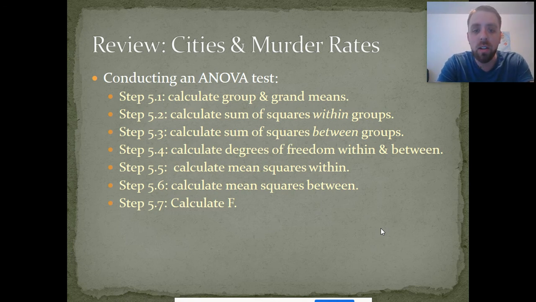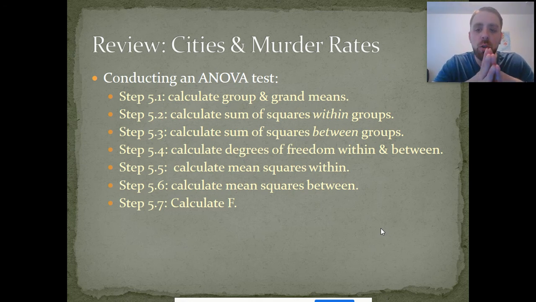Finally, we calculated our degrees of freedom both within and between. Then we divided sum of squares within by degrees of freedom within to get mean squares within. We then divided sum of squares between by degrees of freedom between to give us mean squares between. Yes, these words are losing meaning for me too. And finally, we calculated F by dividing the mean squares between by the mean squares within.